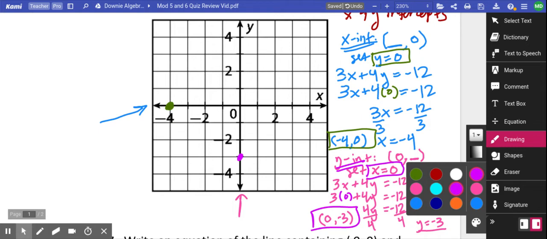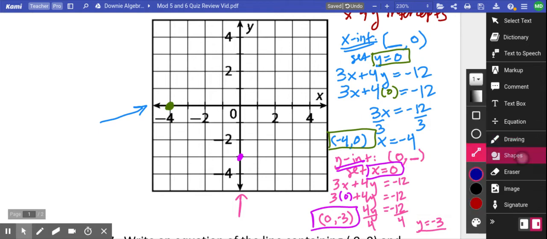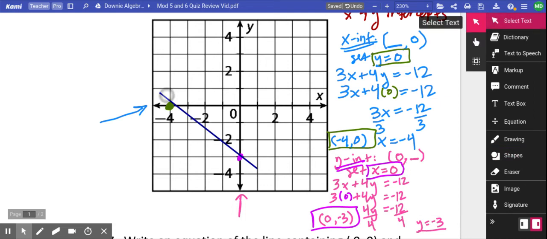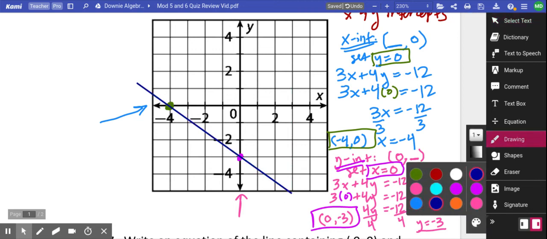So now that I have 2 precise points along my graph, I'm going to finish this off by connecting my 2 points. And you guys can use a ruler or a straight edge here. After you draw that straight line, don't forget your arrows on the end.